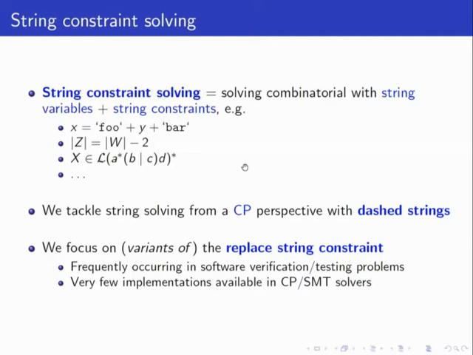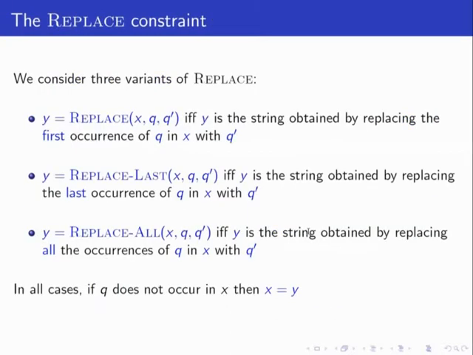The replace constraint is frequently occurring in software and verification problems, but very few implementations are available in both the CP and SMT solver as well. We consider actually three variants of replace. Replace that replaces the first occurrence of a query string Q in a target string X with a new string Q prime, replace last for the last occurrence of Q in X, and replace all that replaces all the occurrences of Q in X with a new string Q prime. And in all these cases, if Q does not occur in X, then we have X equal to Y, because basically we do not replace anything.